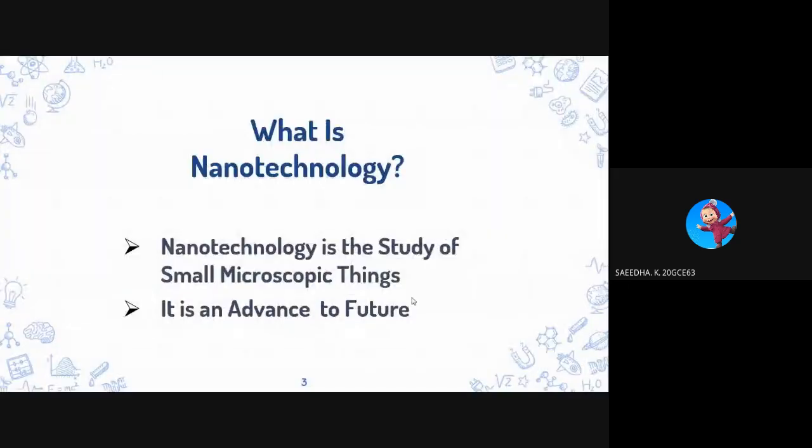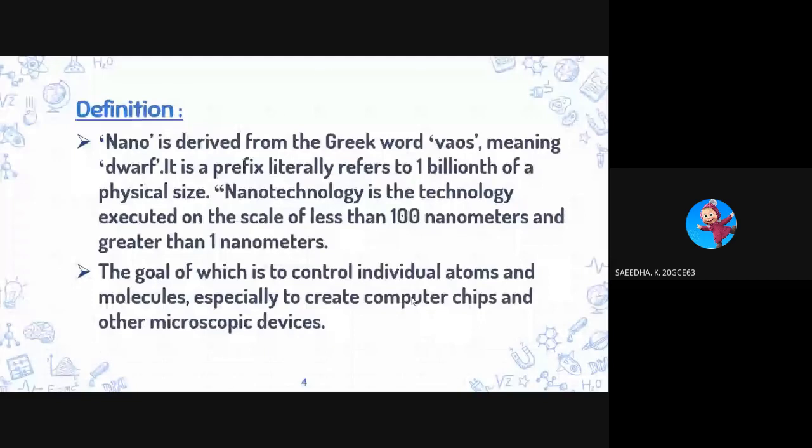First of all, we want to know what nanotechnology is. Nanotechnology is the study of small microscopic things. Although nanotechnology is the study of ultra small structures, it is not simply about making things smaller. Nanotechnology is an advance to the future. It is the future of all technologies. All of you know the various fields like biology, chemistry, and physics. Nanotechnology is a platform which includes different fields like biology, chemistry, physics, and engineering. The word nano is derived from the Greek word for dwarf. Nano refers to 1 billionth of a physical size.